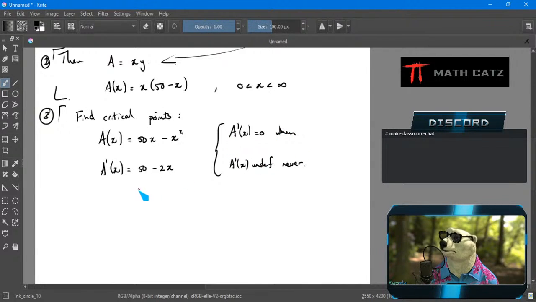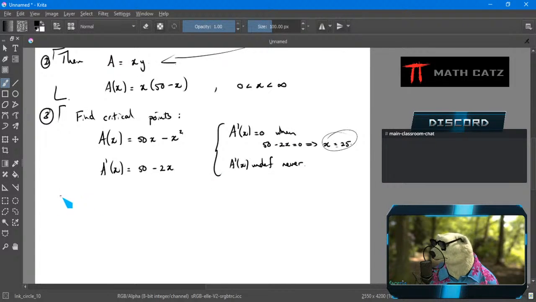So for the 0, I don't need to, I could just set this equal to 0 and then solve for x. Let's maybe have some space over here, and that is going to give me x equal to 25. So that is the only point that I'm getting out of this. It does fall in my interval, so I want to consider that. And in this simple case, for sure, that's probably where the answer is.